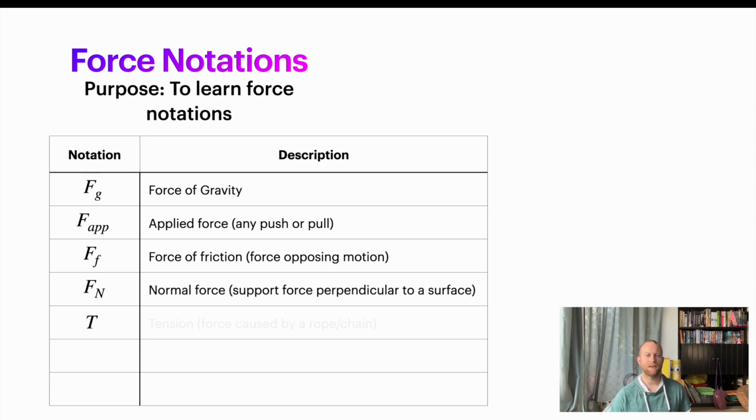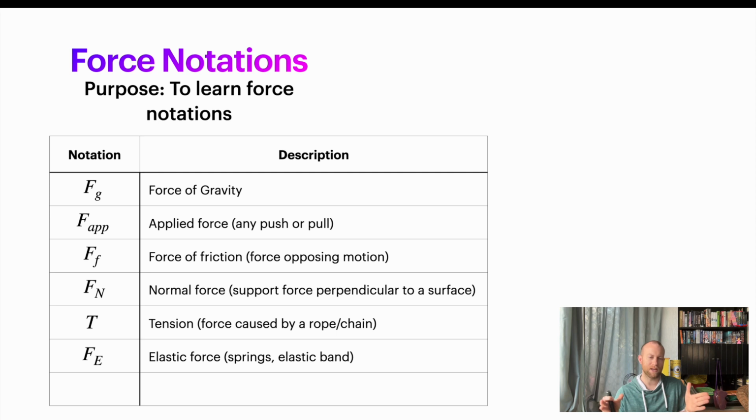And then we have T. This is tension. So this is a force caused by a rope or a chain. Essentially, it's something that's just a pulling force, not a pushing force. So you can't push something with a rope or push something with a chain. You always have to pull that. Then we have FE. We don't use this one as much. We'll use it a little bit in next unit. So this is elastic force. This is with springs or with elastic bands. This is where you distort an object and it wants to return to its original position.